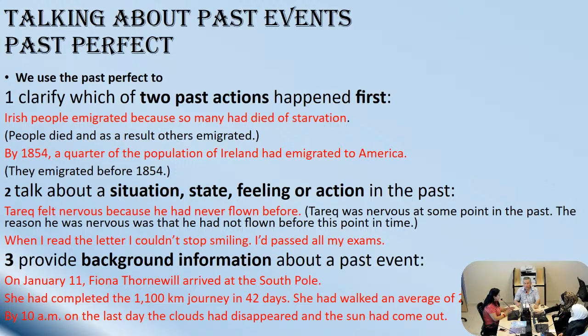By 1854, a quarter of the population of Ireland had immigrated to America. So by 1854, a quarter of the population had already immigrated. So we need to tell the students that when they see by plus time, they need the past perfect.